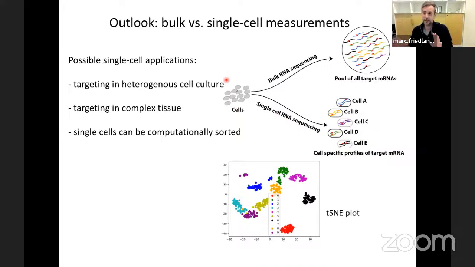And of course, the dream is also to do this in animals at some point, right? Imagine making a construct where we can express agoTRIBE in the mouse brain, and then we can look at differential miRNA targeting in different, not just regions, but different individual cells of the mouse brain. And keep in mind that for this purpose we don't need to physically sort out the different neurons, because we can computationally assign the cells to the different tissues and do pseudobulk analysis, or even single cell analysis.